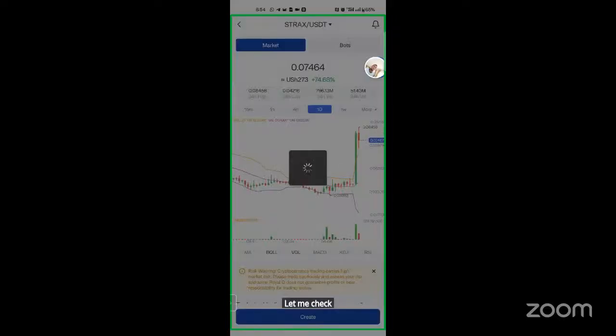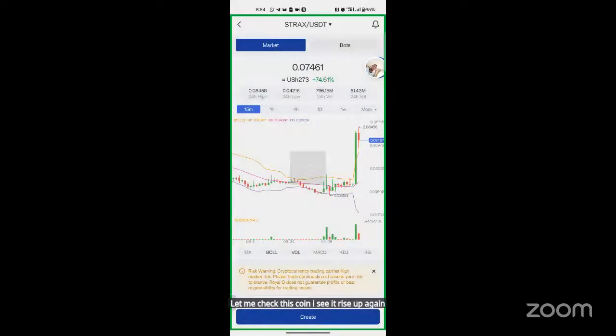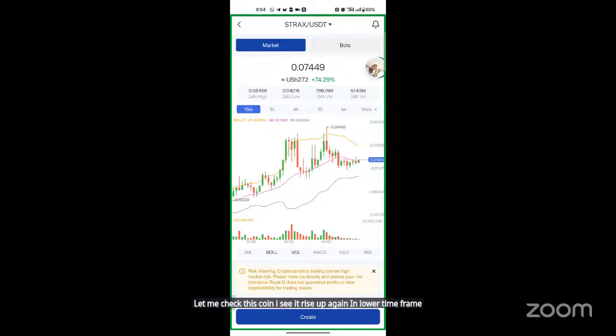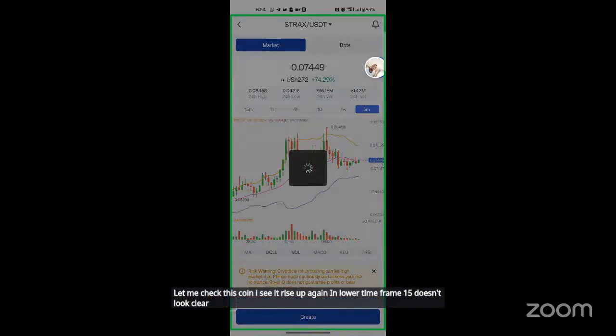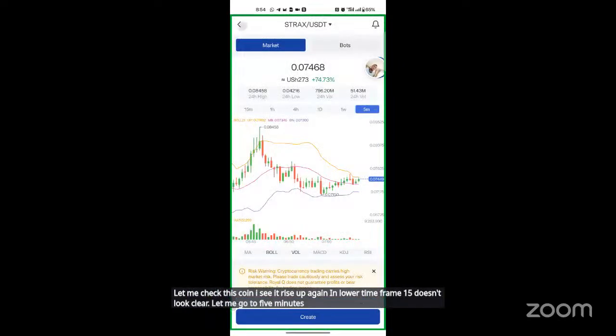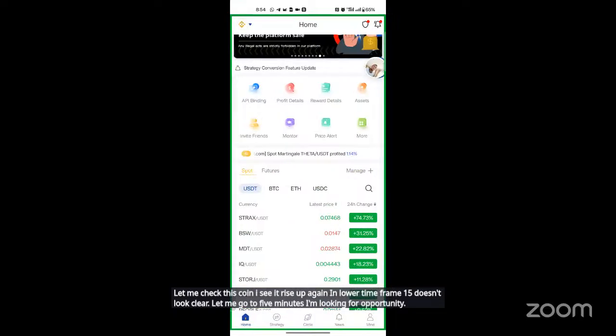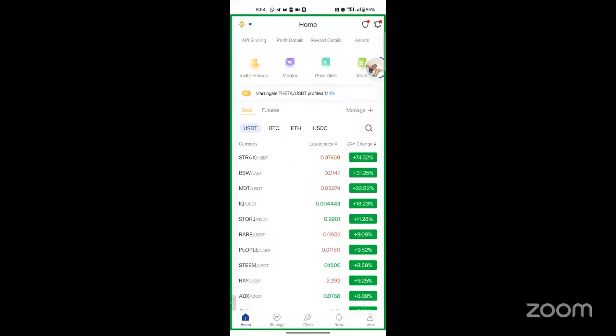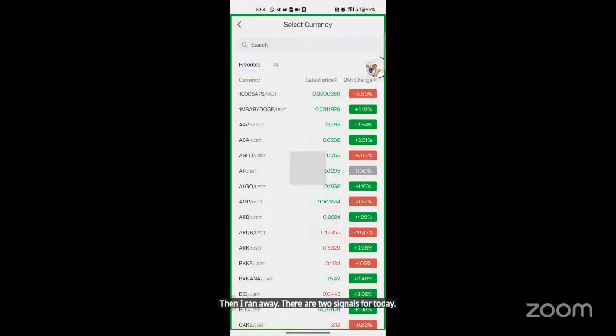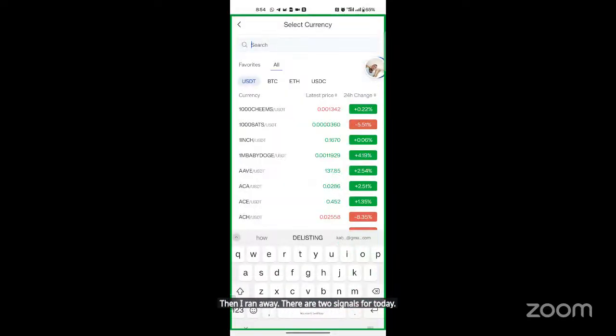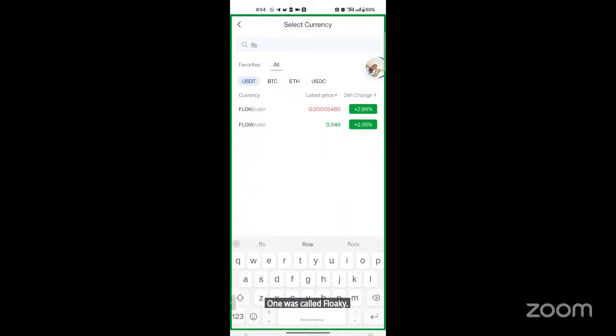I see it rise up again in lower time frame 15. Doesn't look clear. Let me go to 5 minutes. I'm looking for opportunity. Then I ran away. There were 2 signals for today. One was called Floki. So let me see.